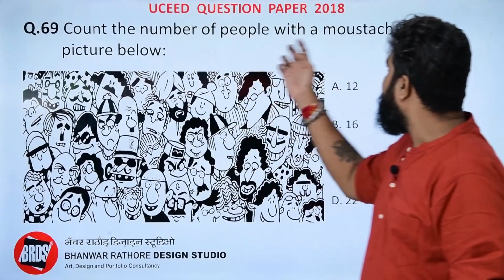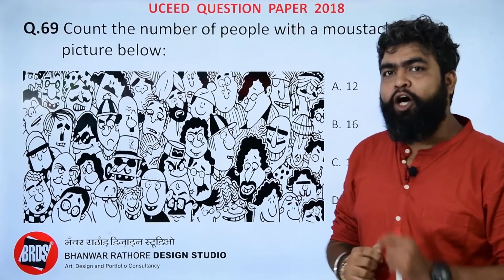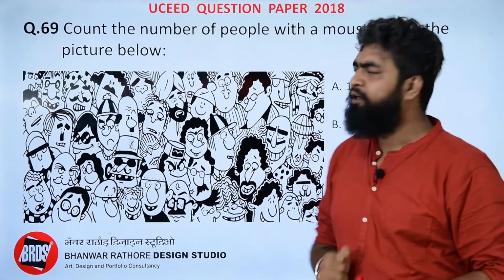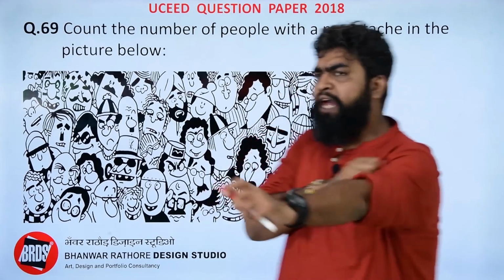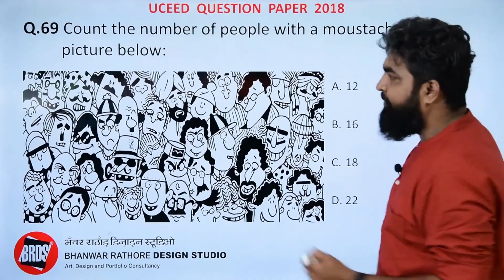Count the number of people with a mustache in the picture below. In such questions, the observation skills have to be perfect, and you have to start from any of the corners. Based on that, you can go either vertically or horizontally, and then we have to check.